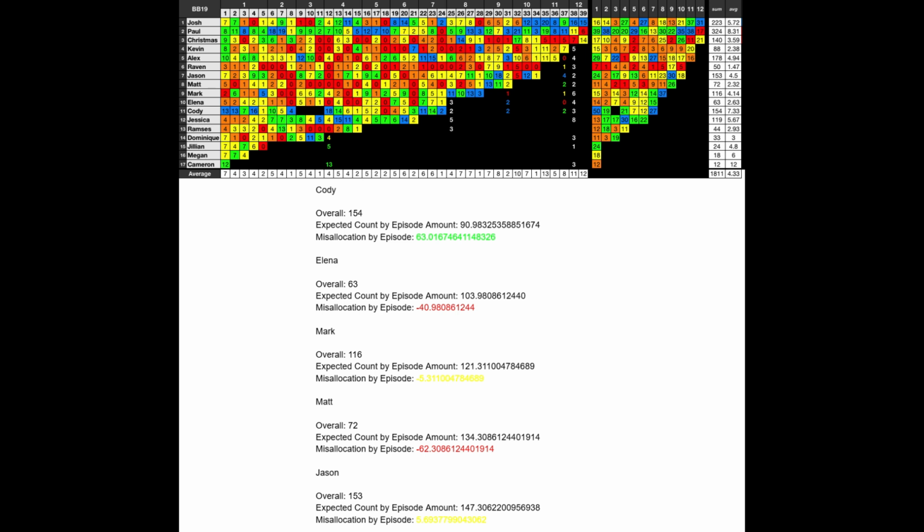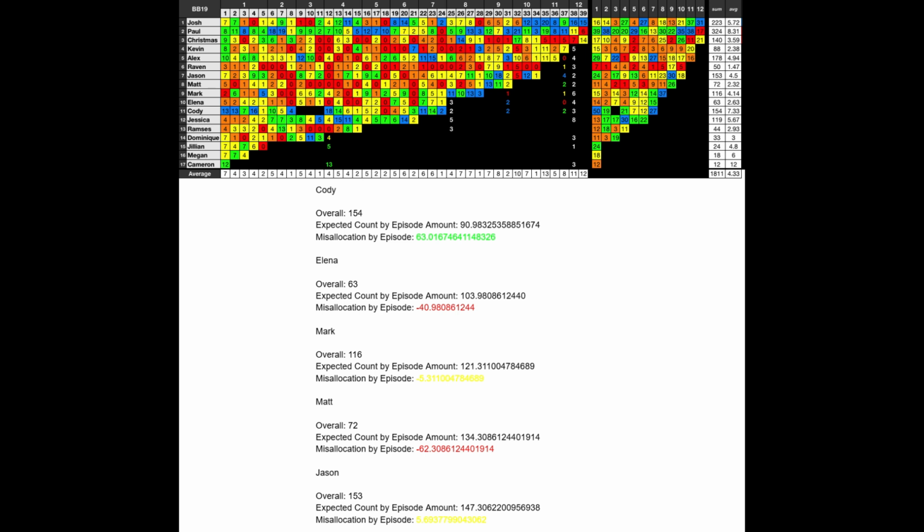He was head of household for the first week, he won some competitions, he was in a very prominent showmance and was very prominent on the show during his time there. Elena got 63 diary rooms, and her expected count by episode amount is 103.98, causing for a misallocation by episode amount of negative 40.98, meaning that she's missing roughly 40% of the amount of diary rooms that she needed in order for this to be evenly distributed.